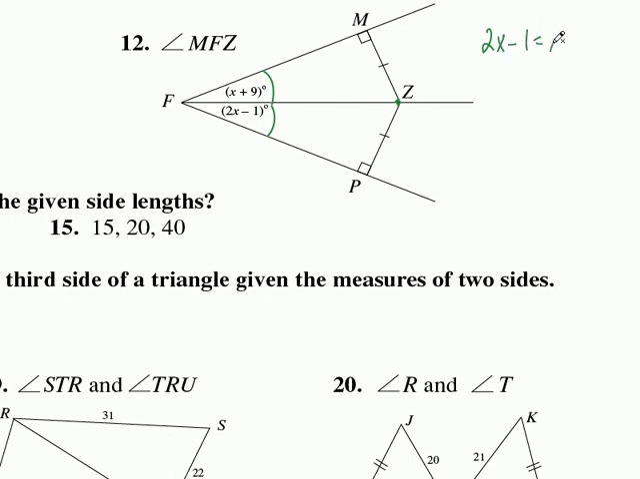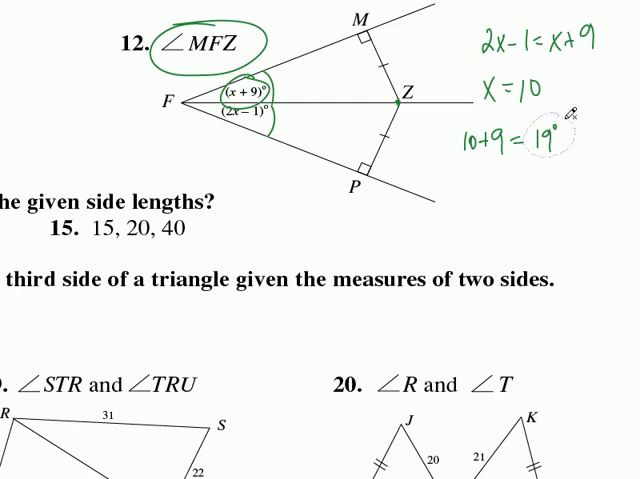2x minus 1 equals x plus 9. Subtract x from both sides, that gives you an x. Add a 1 to both sides, that gives you a 10. But they ask for the angle, though, don't they? Angle MFZ. MF is this one right here. So what do we do with that 10? We add it to 9, and you get 19. So that angle is 19 degrees.